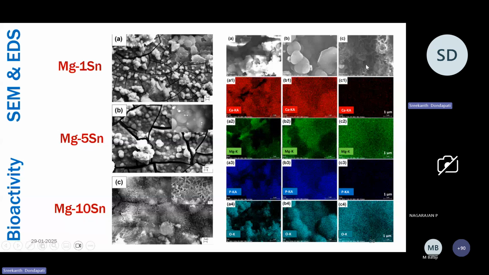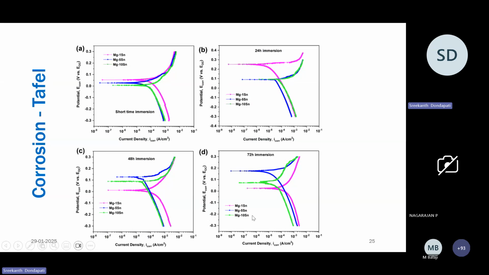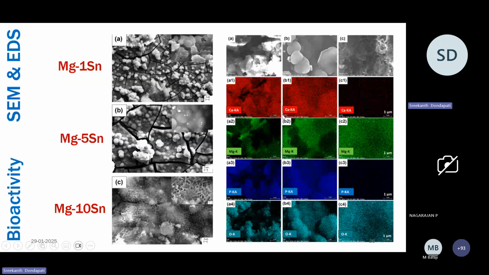Whereas this is the magnesium 10 tin. You can very clearly see that the calcium phosphate content is very low, and the oxygen and magnesium content is higher. That means it should be a magnesium hydroxide layer and not the apatite layer. So on the whole, magnesium 1 tin and magnesium 5 tin have very good apatite formation compared to magnesium 10 tin. The higher the tin content, probably I can attribute that to the high content of intermetallics. The corrosion rates are very high, and we have already seen that the corrosion resistance has come down. So that's probably the reason why it's not highly bioactive.